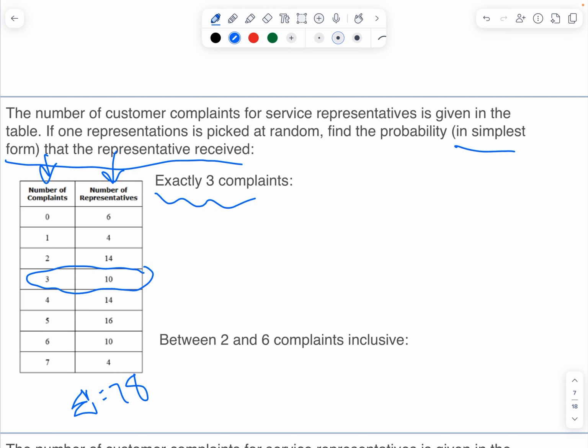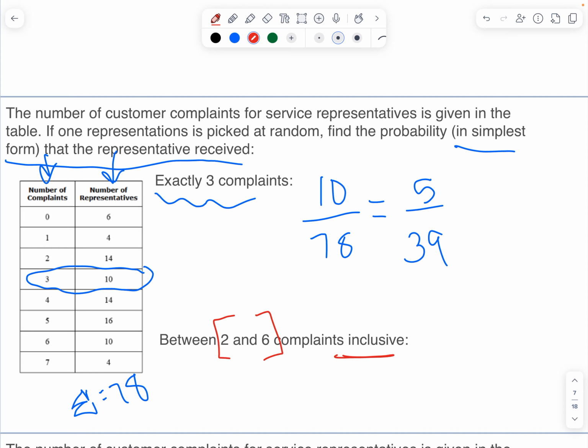So exactly 3 would be 10 representatives out of 78 total representatives had 3 complaints. So three complaints would be 10 out of 78. Okay, if we reduce this down, I think we can cut this in half and bump this down to 5 over 39. Okay, between 2 and 6 complaints inclusive.